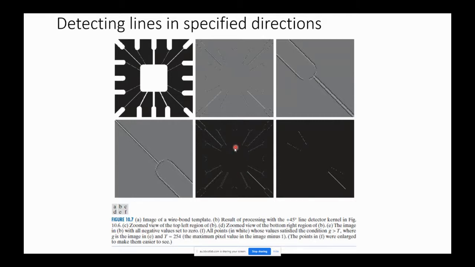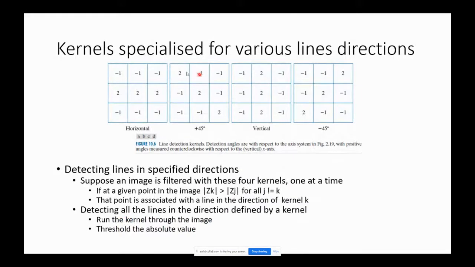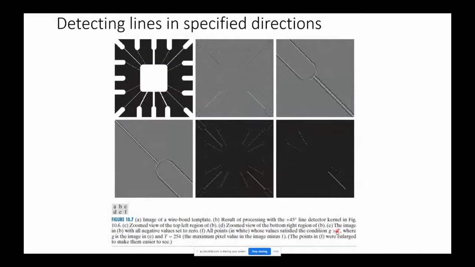This is the segmented image where all of the negative values were set to 0, and I just got the positive values, and then I use a threshold. This kernel is going to have the highest values on the 45-degree lines, so I just threshold this image here. That's the result of this kernel with the background set to 0, and I threshold to a particular value. And I have only lines that are 45 degrees.